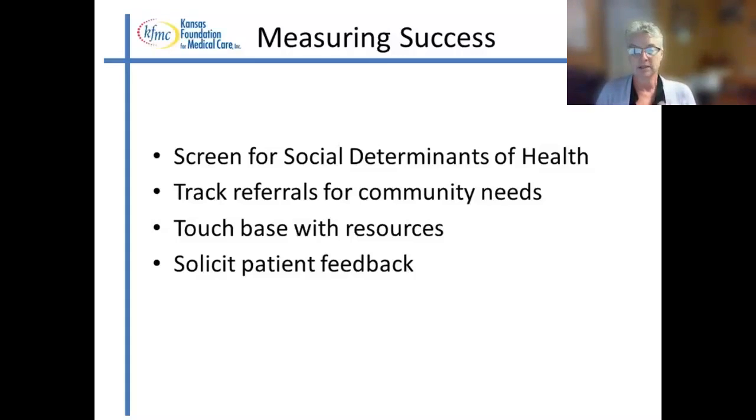And then always a great way to assess success is through patient feedback. The whole point of these referrals and collaboration is to ensure that the patients have the resources they need outside of your office. By seeking that patient feedback, you can determine not only how the process works for them, but really if it's making an impact in their life.